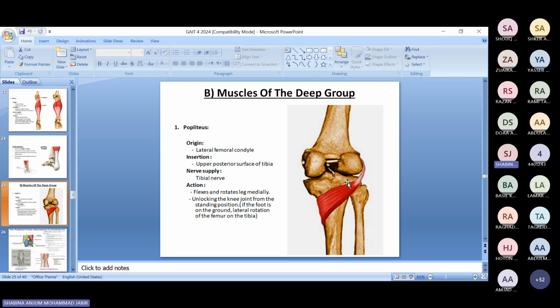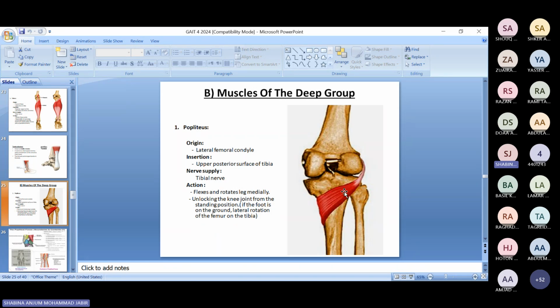So what are the muscles now in the deep groove? This is a very small muscle here. This is called the popliteus. Now if you see the popliteus, this is called the popliteal fossa, right? So this muscle is forming the floor of the popliteal fossa.